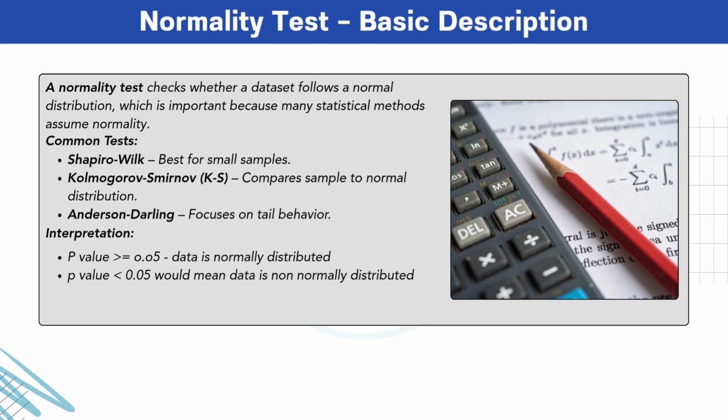the distribution. In addition to these tests, visual tools like histograms, QQ plots, and box plots can help us assess normality intuitively. When interpreting results, if the p-value is greater than or equal to 0.05, we conclude the data is likely normal. If the p-value is less than 0.05, the data is not normally distributed. Understanding whether data is normal helps us choose the right statistical tools for analysis.